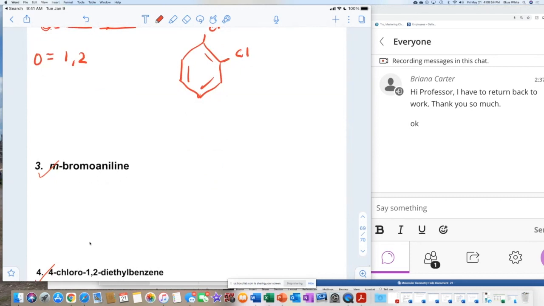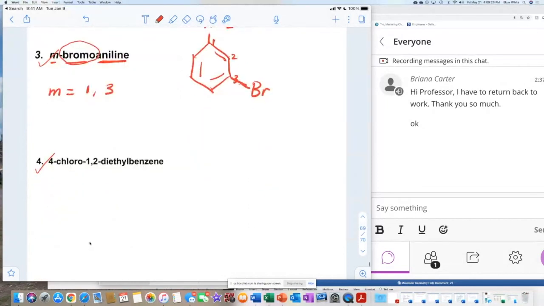Next one is M, bromoaniline. So aniline is essentially the benzene ring with the NH2. Okay? Now this is understood to be position 1. So there's another group, bromo, and if it's M, it's 1 and 3. M is the meta that stands for 1 and 3. So this is carbon 1, 2, 3. On position 3, we have the bromine group.